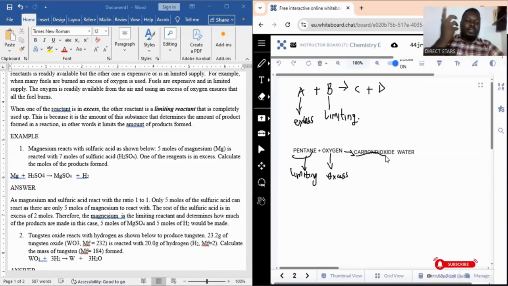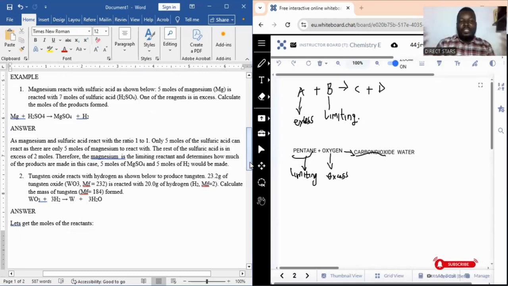Okay, so let's pick one example and look at how we can apply this to a typical question in chemistry. All right, so we have magnesium reacting with sulfuric acid, as you can see, and one of the reactants is in excess. So we have to calculate the mole of the product formed. How do we calculate the mole of the product formed?